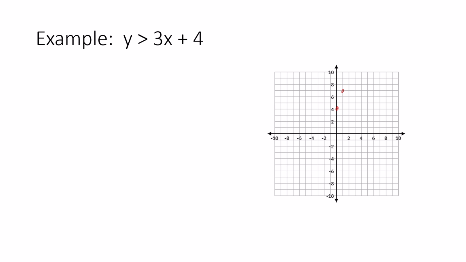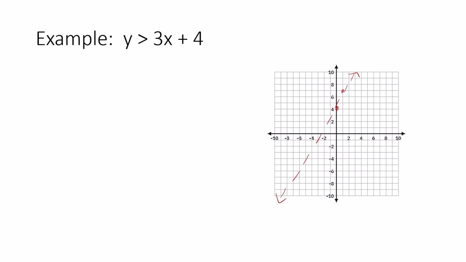Now, this time, the line itself is not included. So I'm going to connect them, but I'm going to connect it with a dashed line. All right. And that shows that this is my boundary, but the boundary itself is not included.